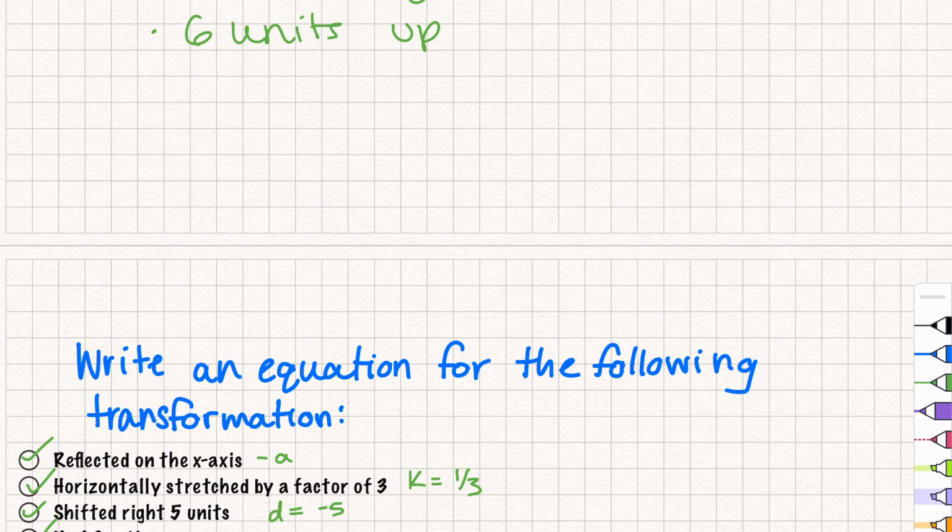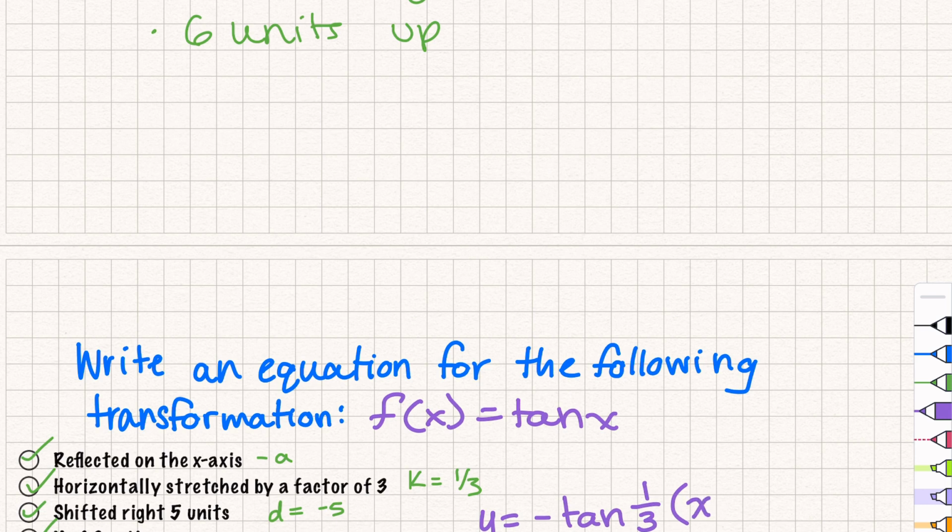So if we're applying this to, say, let's use tan. We don't use tan often. So we would have y equals negative tan, and then 1 over 3, and then in brackets x minus 5, and then plus 12. So that would be our equation.